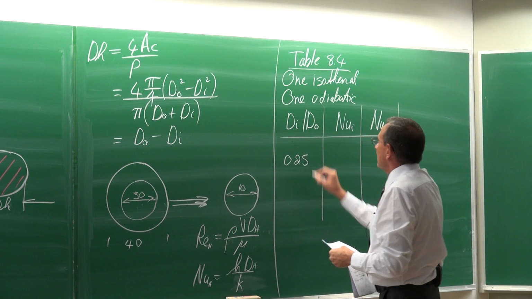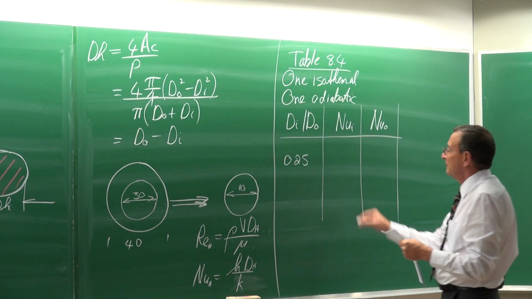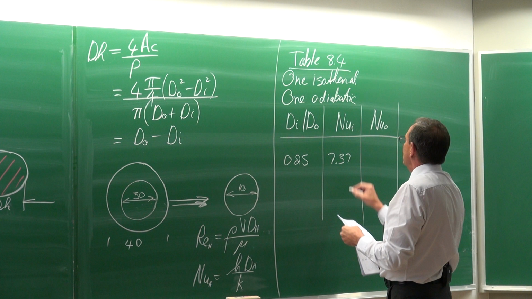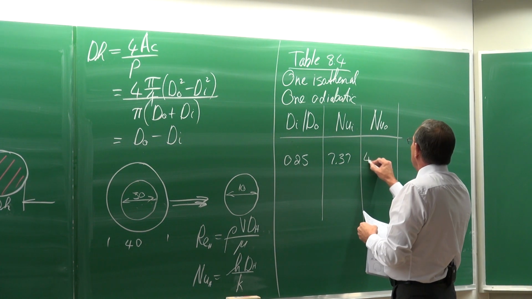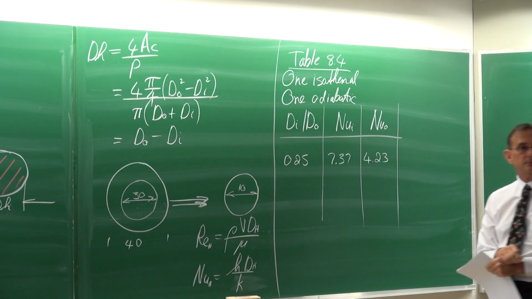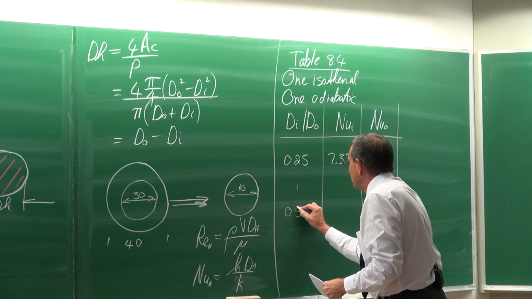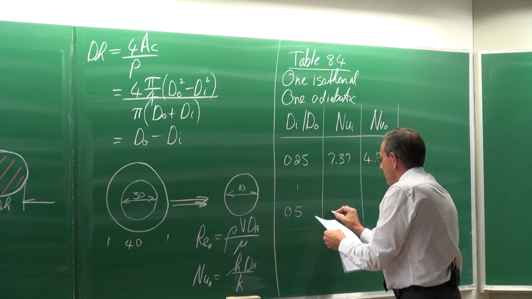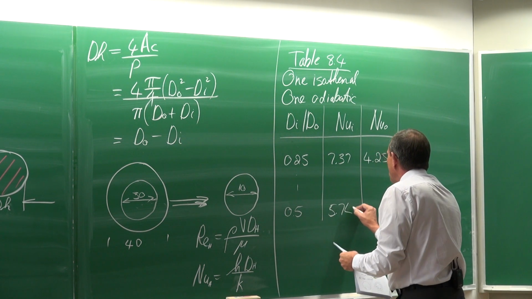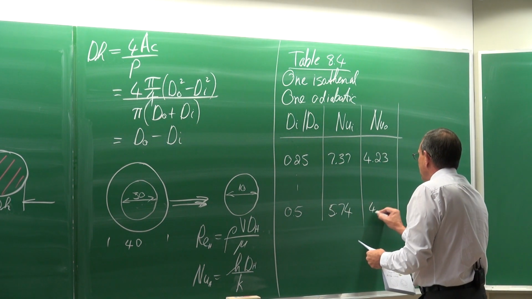Typical value, if that ratio is equal to 0.25, then that value is 7.37, and that value is 4.23. And then they give several other values there. They do not give a lot. 0.5 and 5.74 and 4.43.